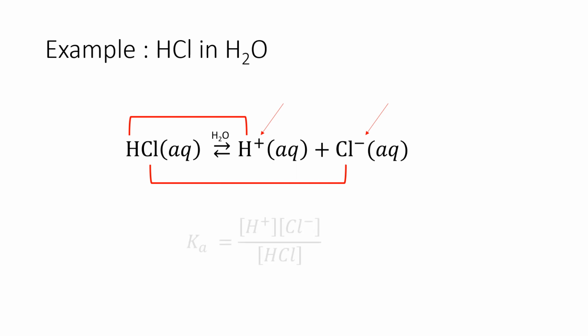Finally, the acid dissociation constant, Ka, is the concentration of the products, H+ and Cl-, both raised to the first power. This is divided by the concentration of HCl raised to the first power. Again, this comes from the law of mass action.